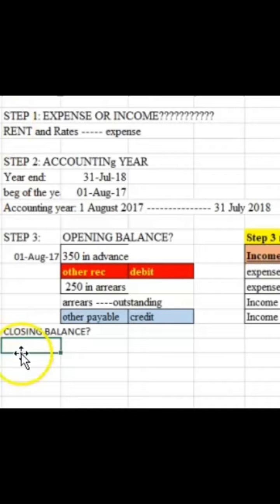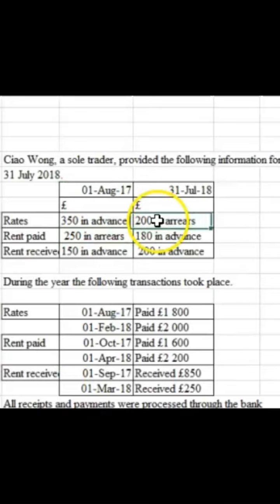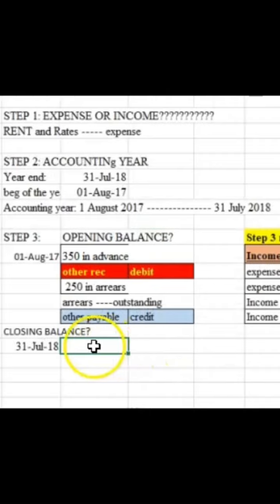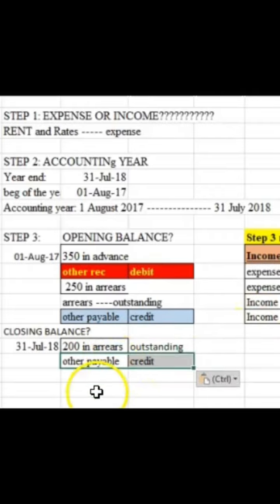Now, let's find out the closing balance. So let's look at what happened on 31 July 2018. We can see in the question that on 31 July 2018, rates of $200 is paid in arrears, which means this rate is paid after the space is used, so it is owed. As per the rules, owed expense means it is other payable, so the $200 is credit entry.